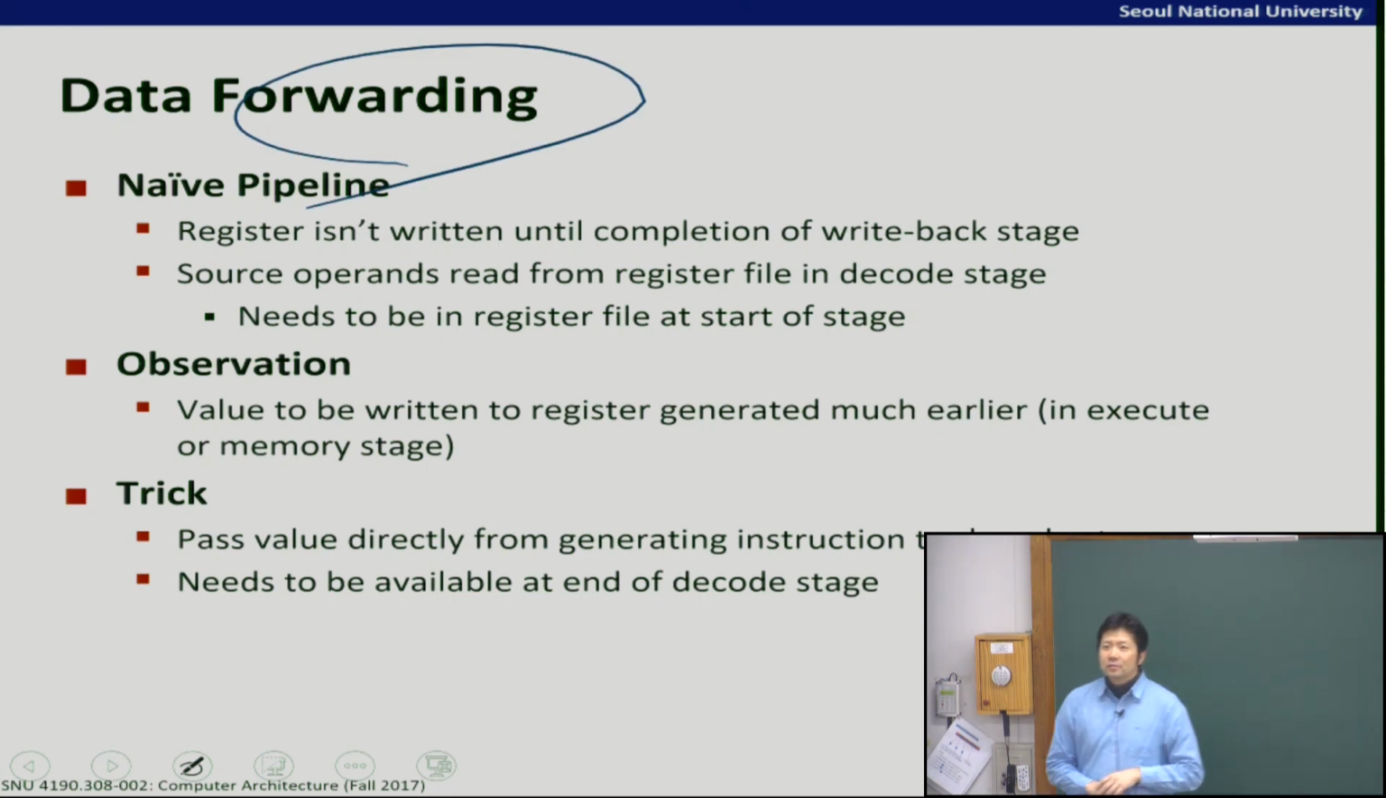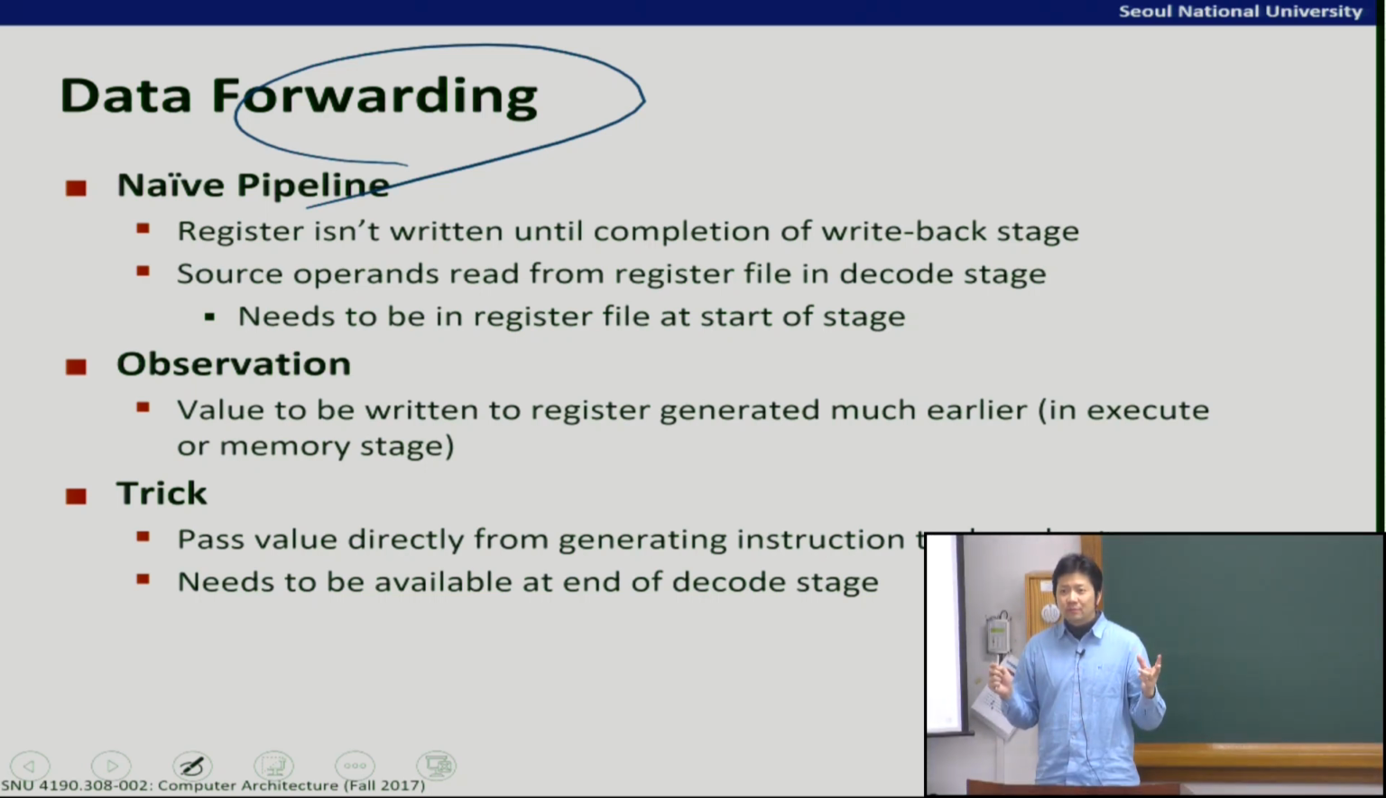So the point of forwarding is, can we eliminate bubbles? That's the question. In stalling, we still have to insert a bubble. That's kind of a waste, right? We waste these slots for instruction execution. So the question is, can we eliminate those bubbles? The answer is yes, if we apply forwarding.